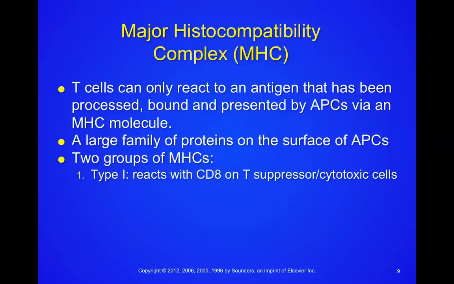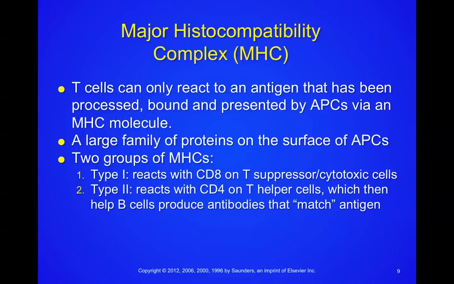Type 1, which reacts with CD8 on T suppressor cytotoxic cells. This is found on most cells of the body. Type 2, which reacts with CD4 on T helper cells, which then helps the B cells to produce antibodies that match a particular antigen. Type 2 is found only on the macrophages and lymphocytes that function as professional APCs.